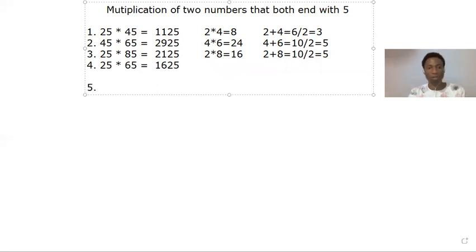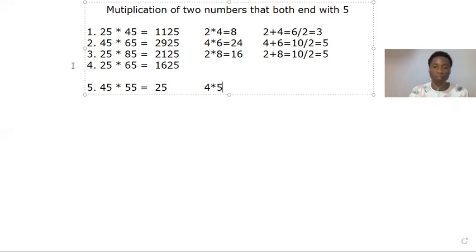So let's try another question. Maybe something like 45 times 55. This one is going to be a bit kind of different, but the same principle. So look at what I will do. Here, 25 will come first, true. Now the same principle applies because both of them end with 5. So we are going to say 45.